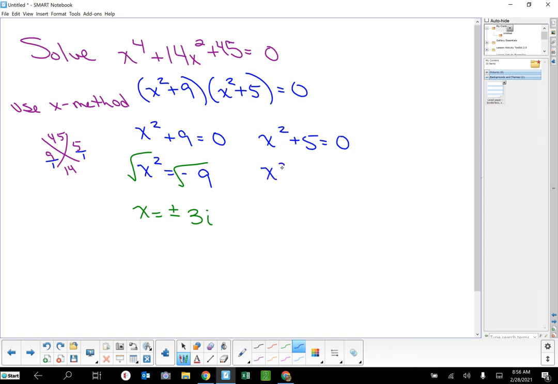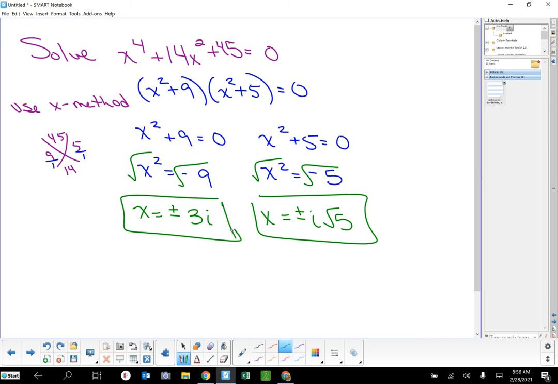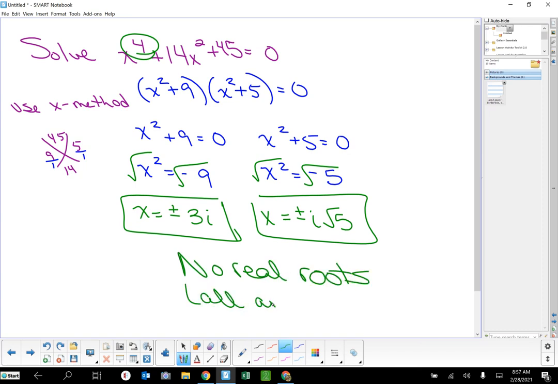This one, x squared equals negative 5. Well, when you take the root, the i will come out, but the 5 won't. So you get x equals plus and minus i radical 5. So there's 2 answers, and there's 2 answers. You needed 4 of them. None are real. This has no real roots because all of them are imaginary. But there's an answer to that problem. So that's the goal of this entire thing.